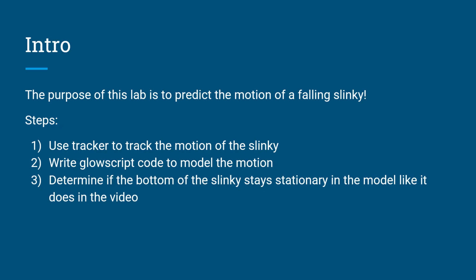For this lab, I chose the Slinky video, and the purpose of the lab is to predict the motion of the falling Slinky. So the steps I followed were first to use Tracker to track the motion of the Slinky. I then wrote a GlowScript code to model the motion, and finally, the main goal was to determine if the bottom of the Slinky stays stationary in the model like it does in the video.